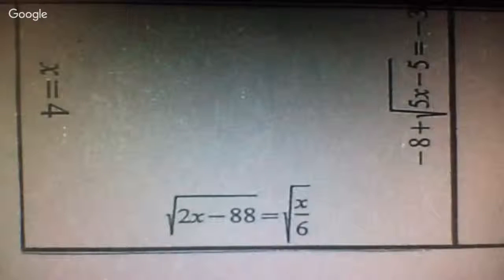Now what? Multiply by 6. Multiply both sides by 6, because these cancel, and I'm going to multiply this side by 6. Do not forget, when I've got more than one thing over here, both have to be multiplied by 6. So we get 12x minus a really big number.